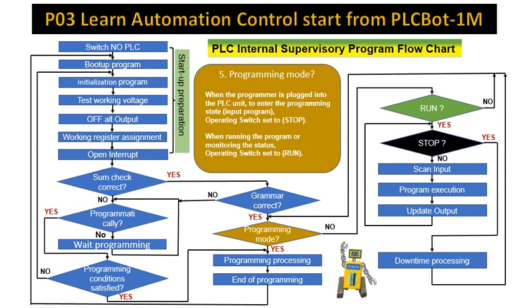(5) Programming mode. When the programmer is plugged into the PLC unit, it enters the programming state; to input the program, the operating switch is set to stop. When running the program or monitoring the status, the operating switch is set to run.